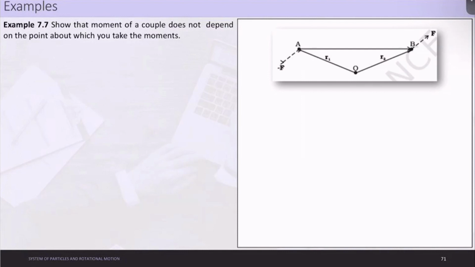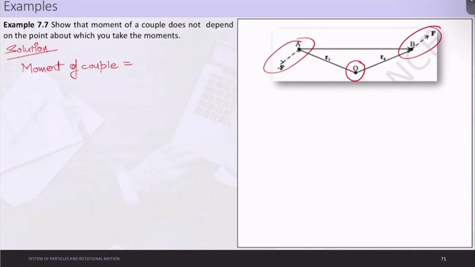Okay, so consider the couple which is being shown here. So why is this a couple? Because there are forces equal and opposite in direction being applied. Here let us assume that we are trying to calculate the moment of this couple about this point O. So the moment of couple is nothing but equal to the moment of force taken for this force at B and this force at A.